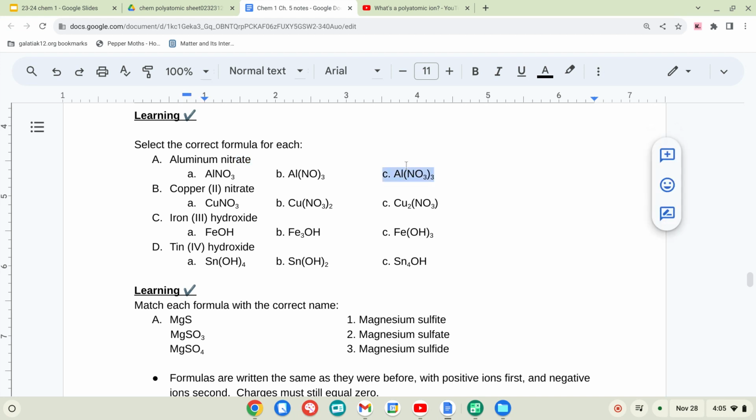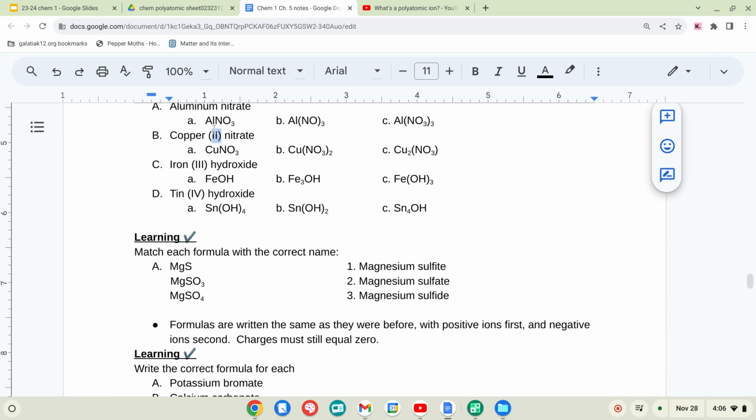Nitrate is NO3, and I crisscross that +3 down here. Copper 2 nitrate. Now remember, this Roman numeral is telling me the charge, so it's telling me that Cu is a +2, and I know that NO3 is a -1. So my answer would be B. I've got Cu, my nitrate's 1 got crisscrossed to the copper, my copper's +2 got crisscrossed to the nitrate.